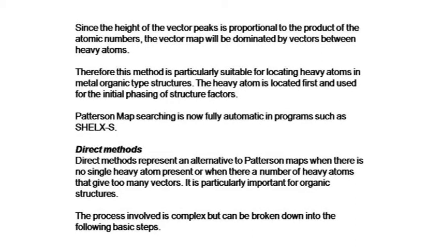So because the height is proportional to the product of the atomic numbers, the vector map is going to be dominated by these heavy atoms. And so it's suitable for that type of structure. Once we've got the heavy atom, we can do the initial phasing of the reflections and then use difference maps to find the remaining atoms.